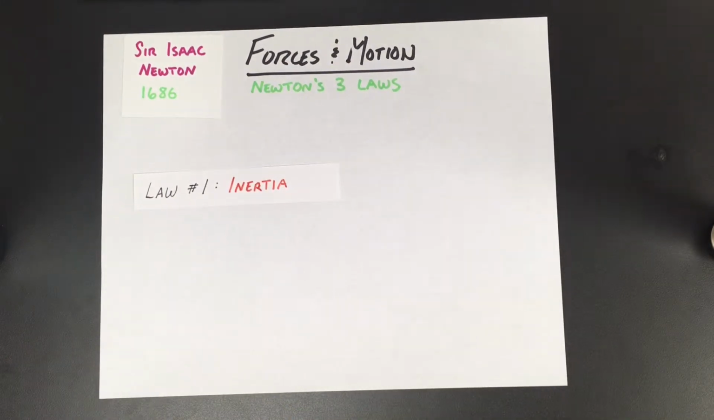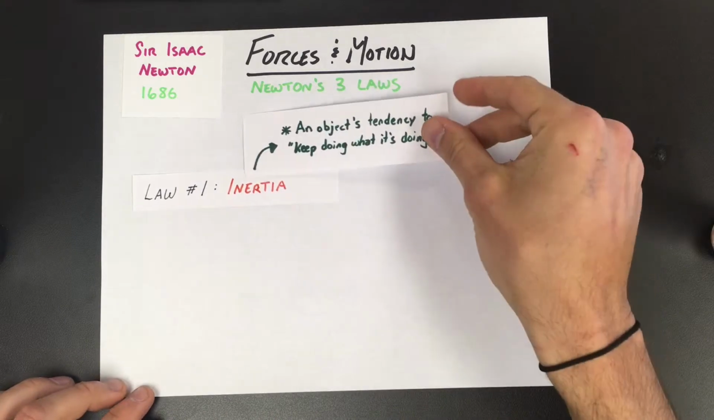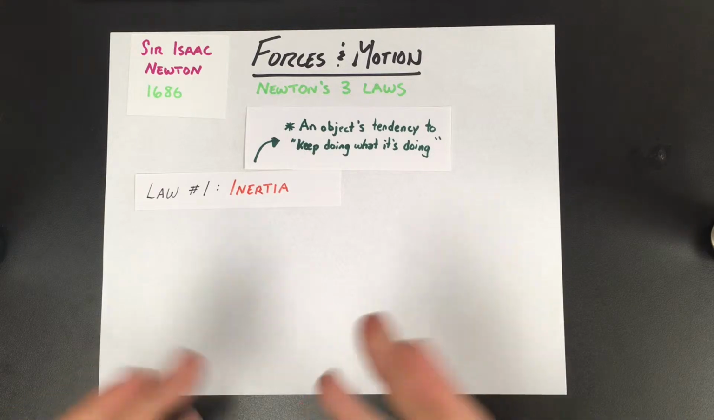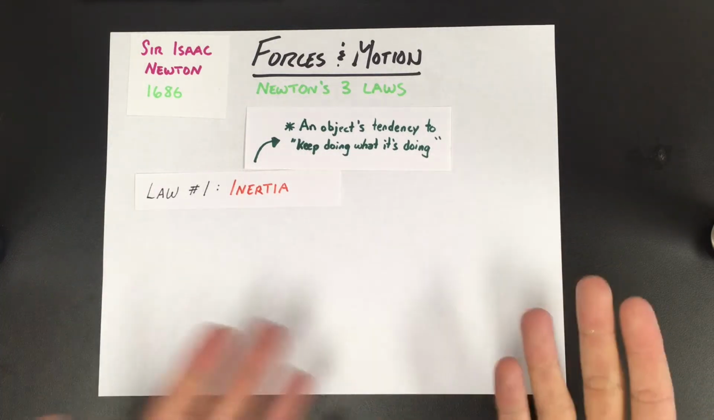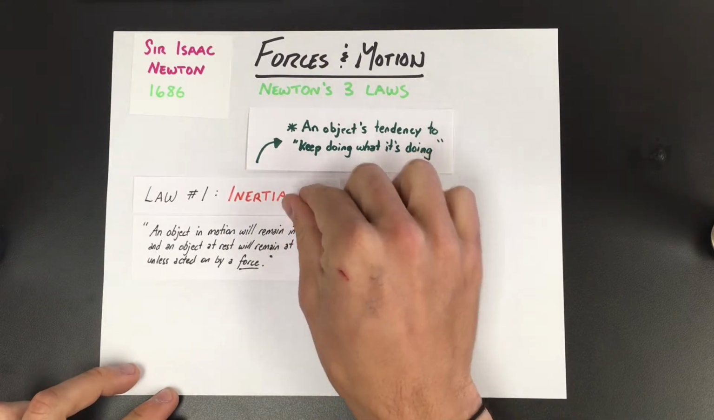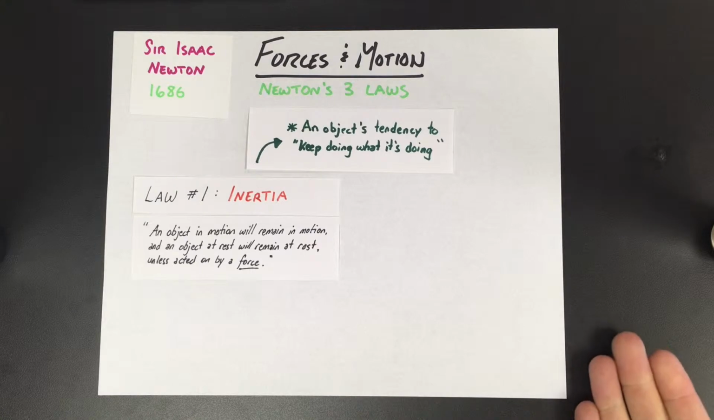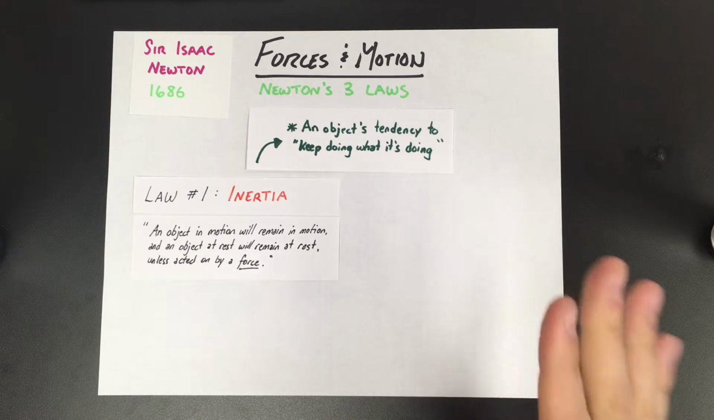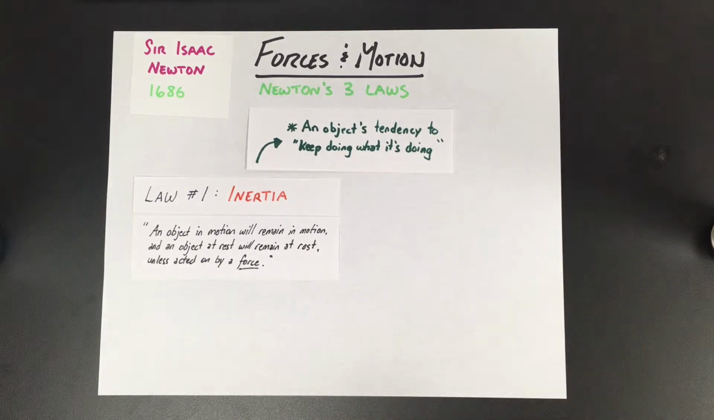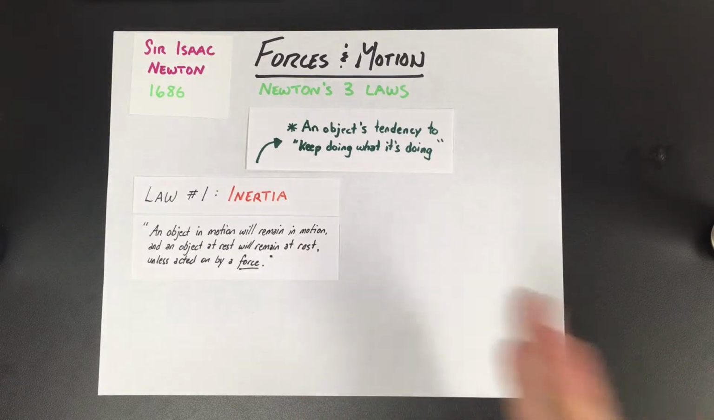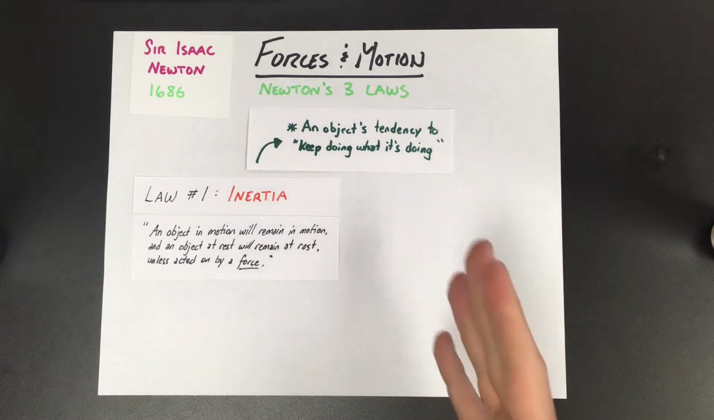For those of you for whom inertia is a new term, think of this as an object's tendency to just keep doing what it's doing. If it's at rest, it's going to stay at rest, and if it's moving, it's going to keep moving. The first law specifically states that an object in motion will remain in motion, and an object at rest will remain at rest unless it's acted on by another force. Now, what does that really mean? That means that something is going to stay still, or it's going to keep moving unless something else affects it, unless it's acted on by something else.